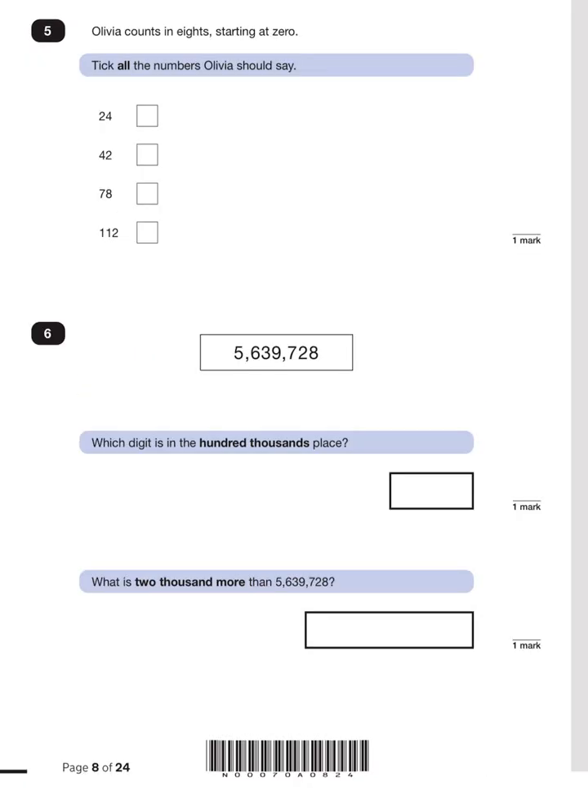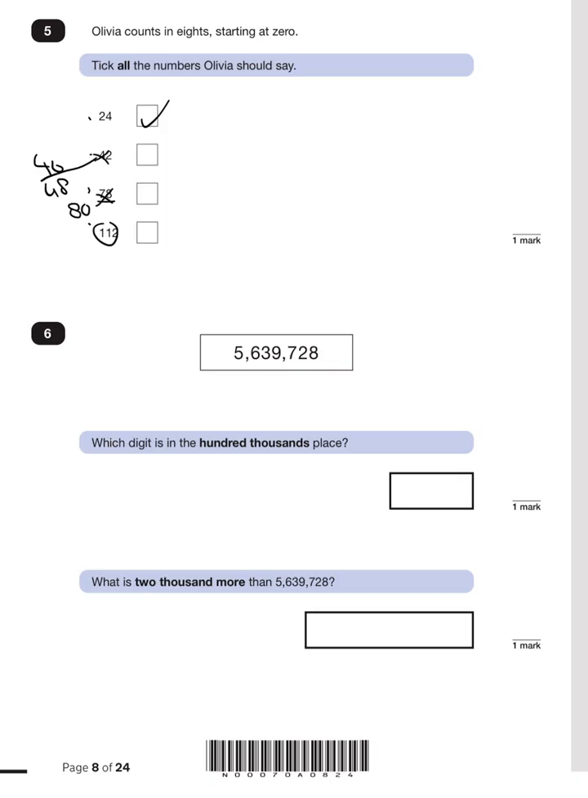Number 5, Olivia counts in 8s starting at 0. Tick all the numbers Olivia should say. So in other words, are these numbers divisible by 8? Is 24 divisible by 8? Yes. 24 divided by 3 is 8. Is 42 divisible by 8? No, because I know 40 is in the 8 times table, and then after that comes 48. 42 is in between, so no. Is 78? Well, 80 is 10 times 8. This is 2 under, not 8, therefore no.